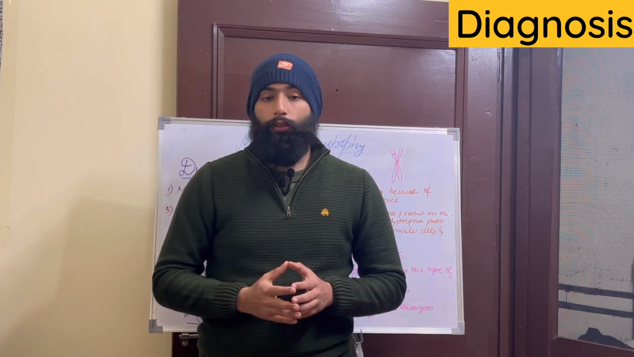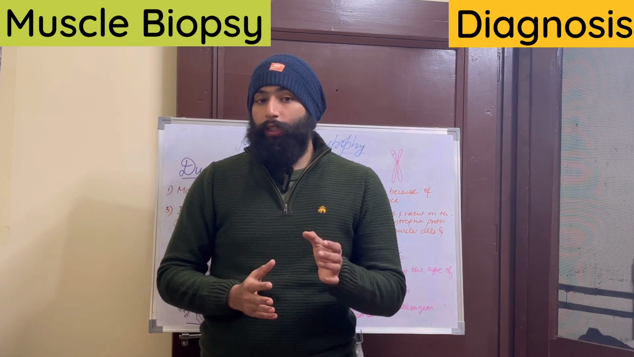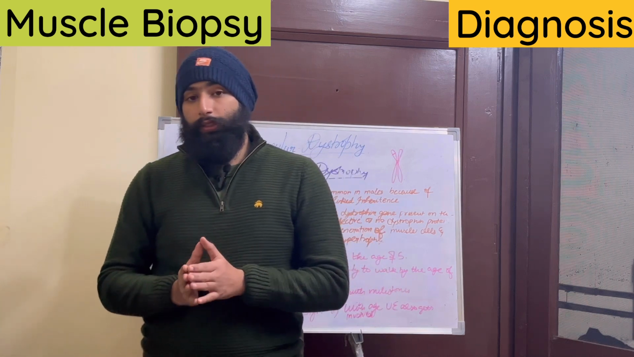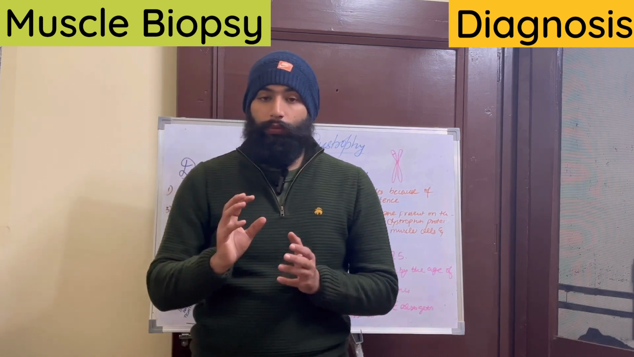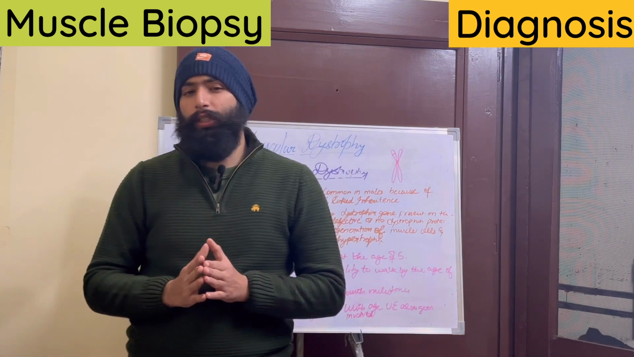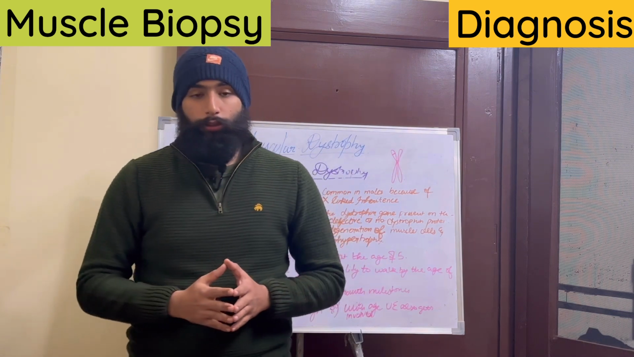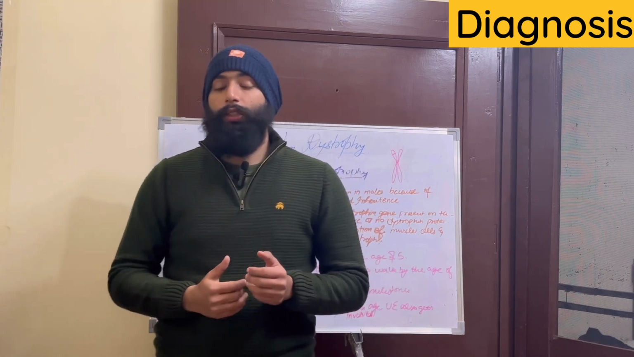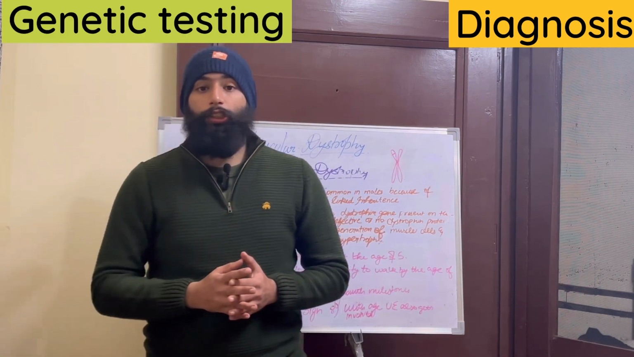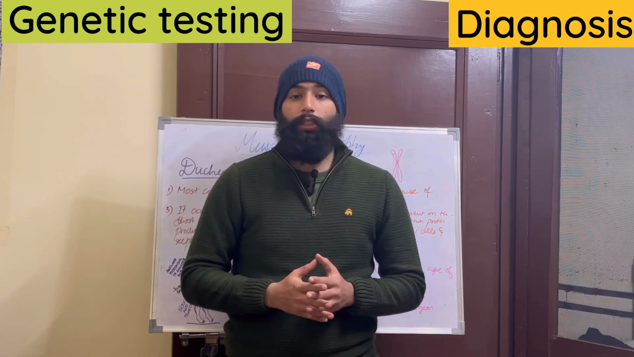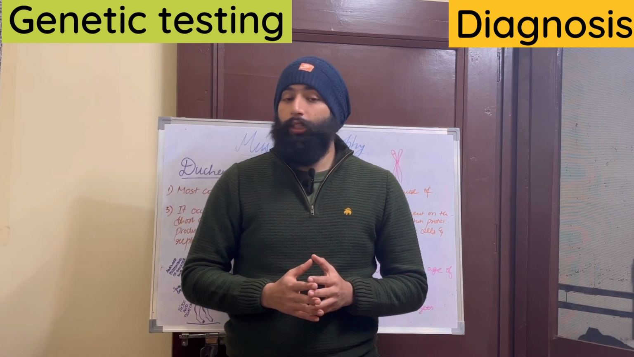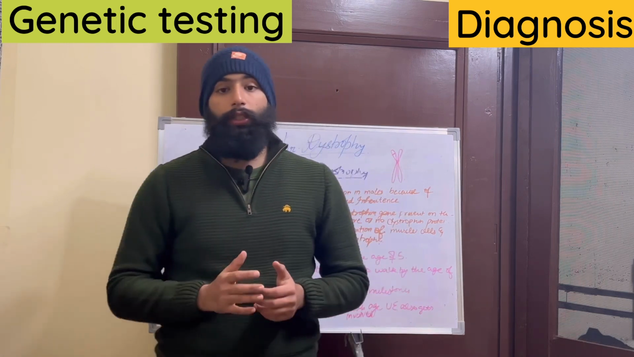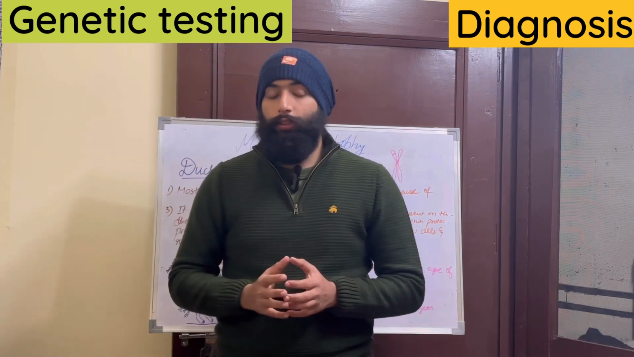Other than that, we can go for muscle biopsy, where we can observe the muscle, whether there is dystrophin present or not. If there is a patchy appearance of dystrophin in the muscle, it points to Becker's muscular dystrophy. If there is no dystrophin, it is Duchenne's muscular dystrophy. Then there is genetic testing, in which testing on the genetic level is done to detect the dystrophin gene. Okay, so this is about the diagnosis of Duchenne's and Becker's muscular dystrophy.